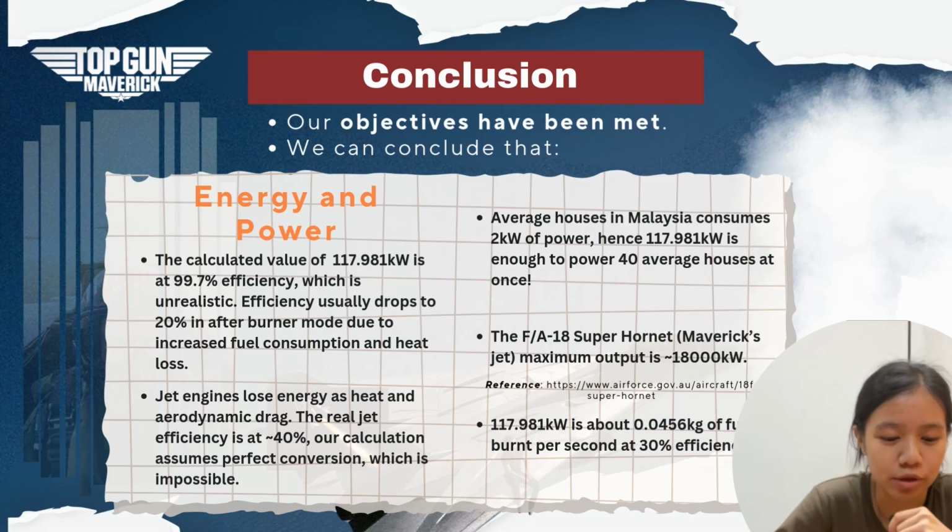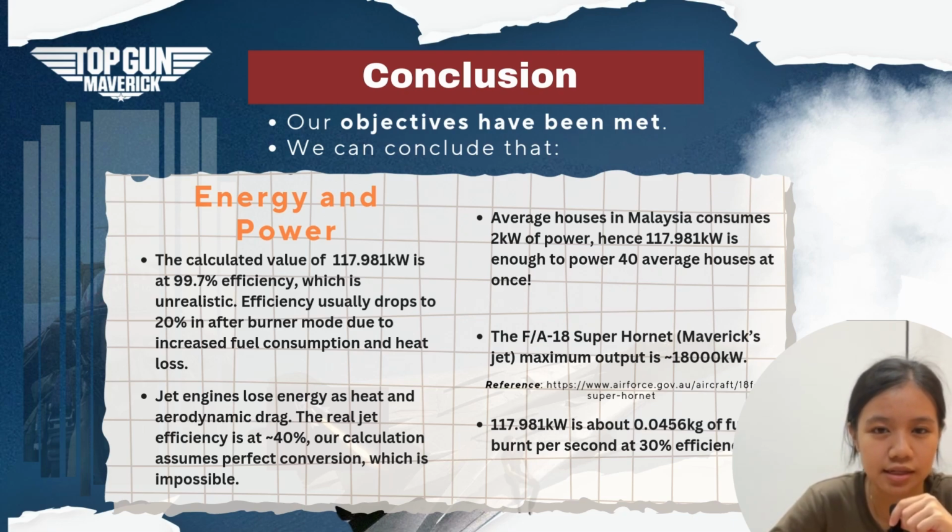For energy and power, the calculated value of 117.918 kilowatts is at 99.7% efficiency, which is unrealistic. Efficiency usually drops to 20% in afterburner mode due to increased fuel consumption and heat loss. Jet engines lose energy as heat and aerodynamic drag. The real jet efficiency is at 40%. Our calculation assumes perfect conversion, which is impossible.